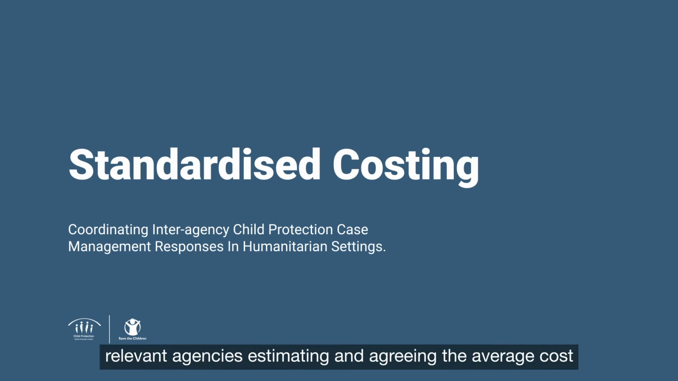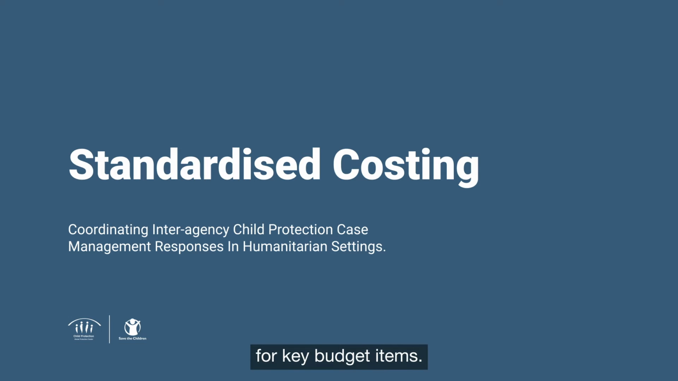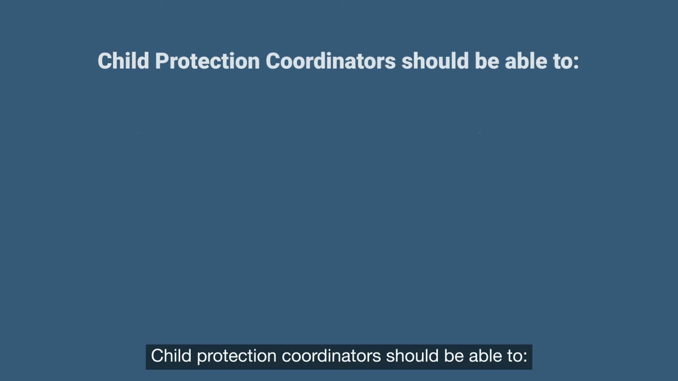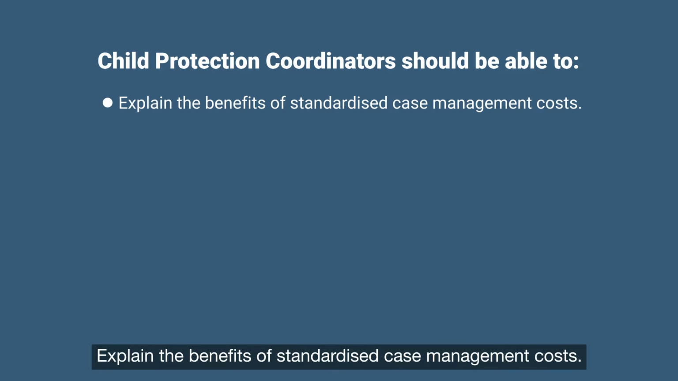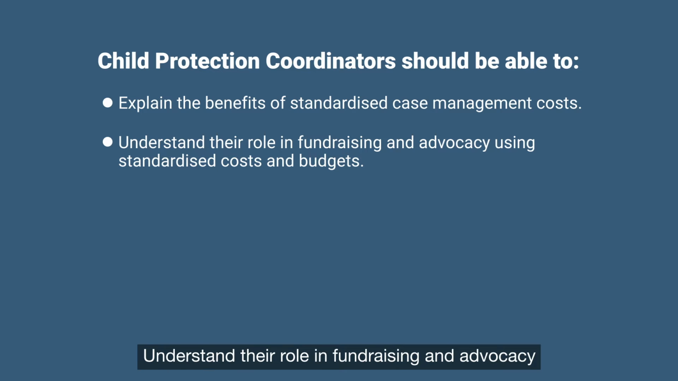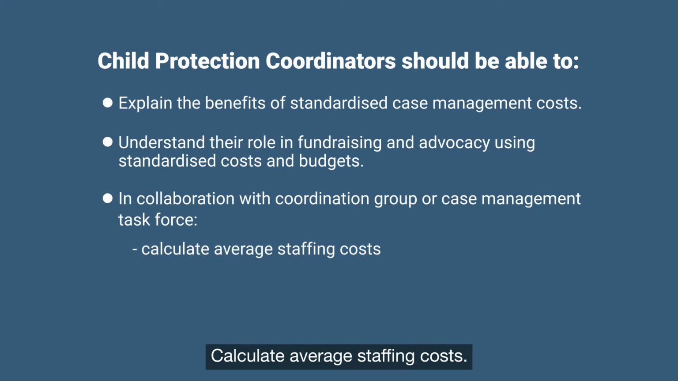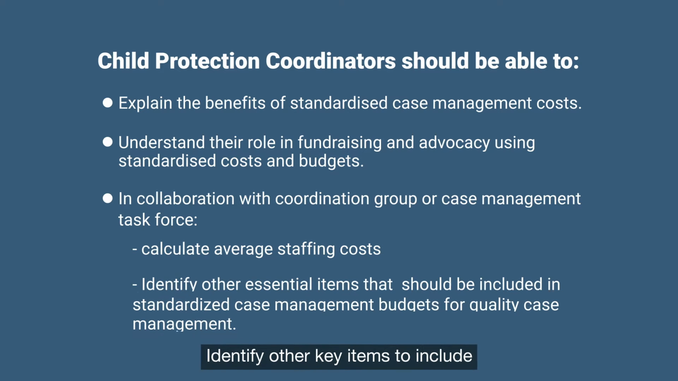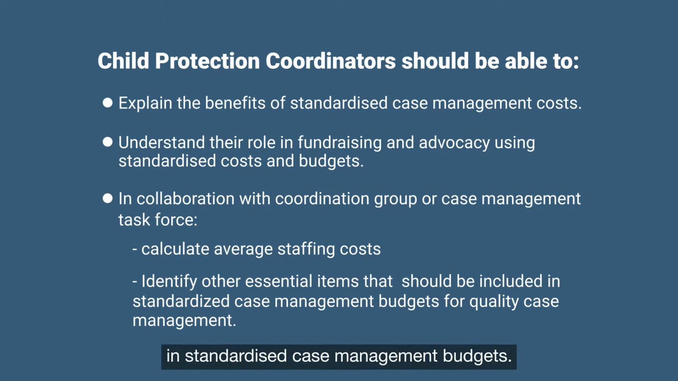Standardized cost means relevant agencies estimating and agreeing the average cost for key budget items. Child protection coordinators should be able to explain the benefit of standardized case management costs, understand their role in fundraising and advocacy using standardized costs and budgets, calculate average staffing costs, and identify other key items to include in standardized case management budgets.